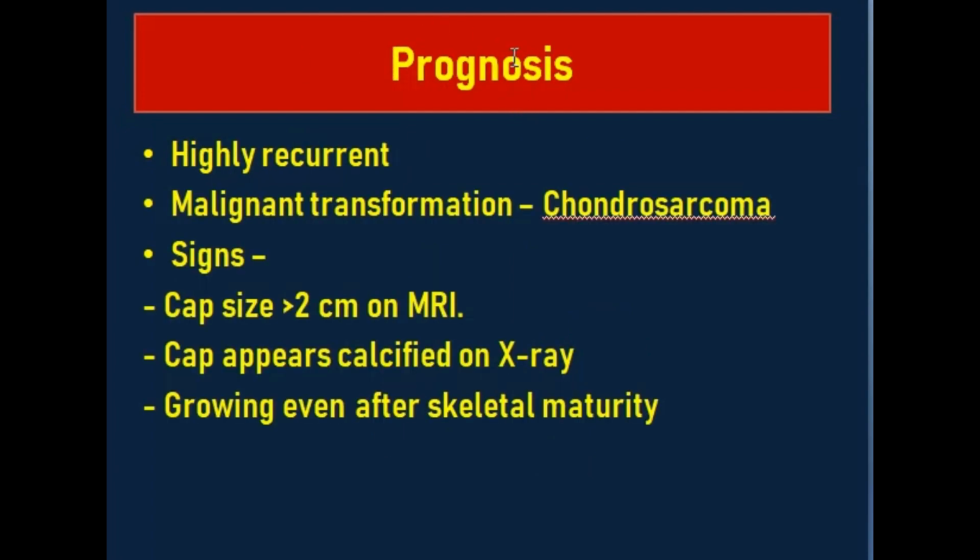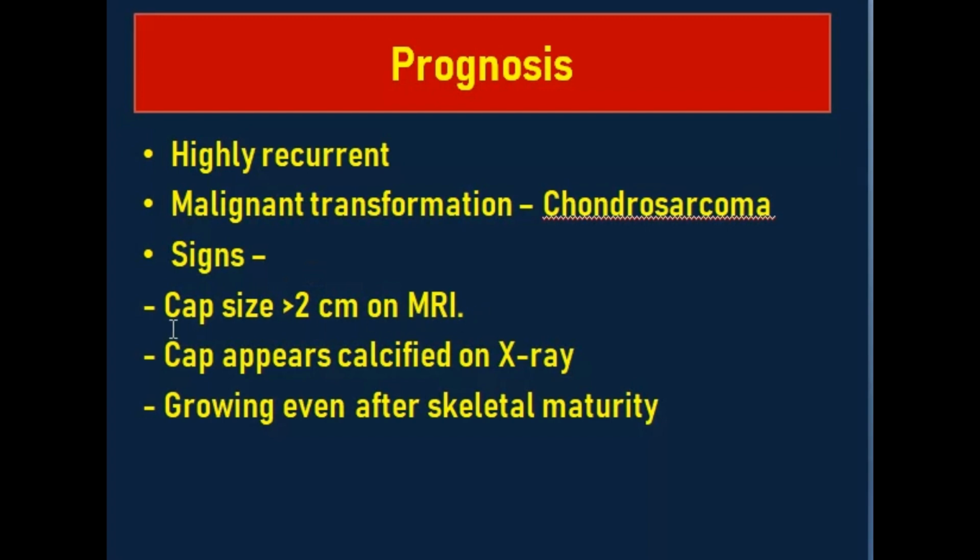Now, if you look at the prognosis, it is a highly recurrent tumor, and it can undergo a malignant transformation and form a chondrosarcoma. Now, the signs of malignant transformation are very important. They are a very important question. So malignant transformation is seen when cap size is more than 2 centimeters on MRI.